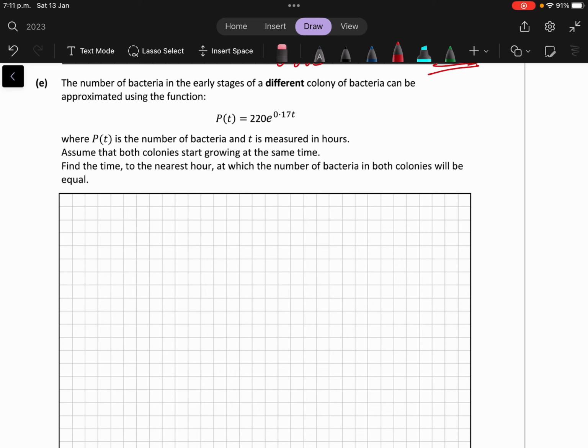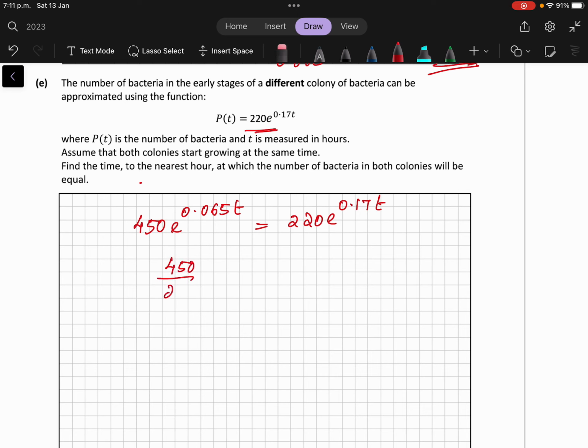Number of bacteria in the beginning stages, this one. So assume that both colonies start at the growing time. Find the time at which the bacteria in both the colonies will be equal. So you have 450 e to the power of 0.065 t should be equal to 220 e to the power of 0.17 t.